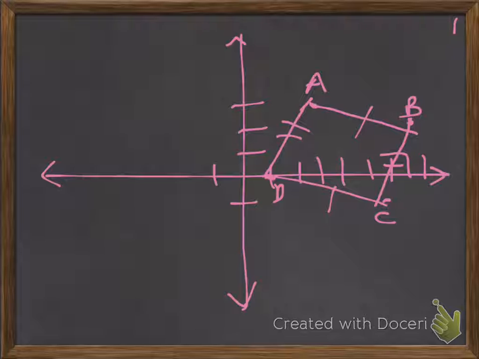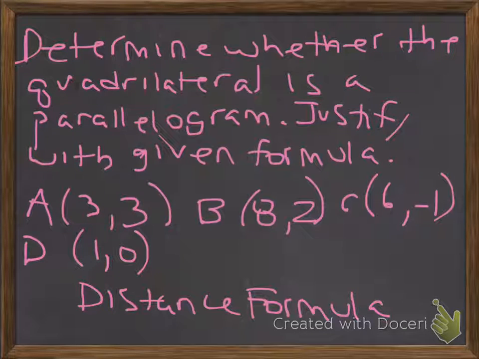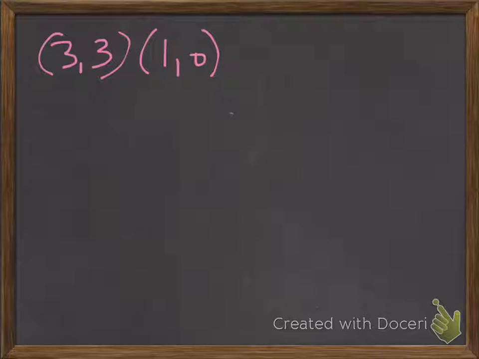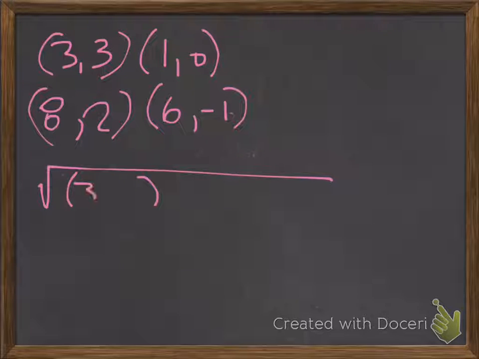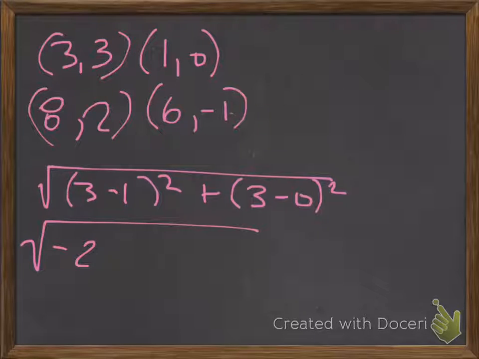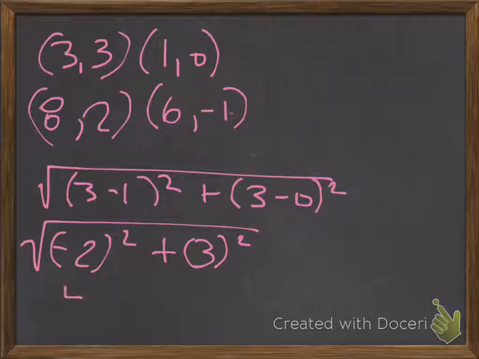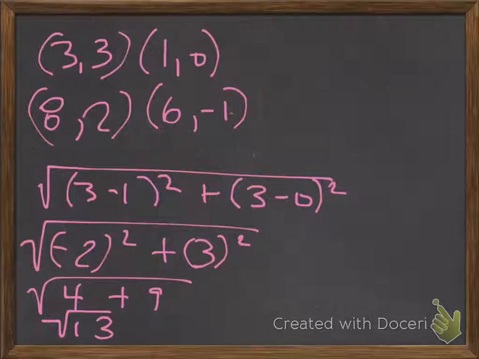And BC is 8, 2, 6, negative 1. So using the distance formula, 3 minus 1 squared plus 3 minus 0 squared. We get negative 2 squared plus 3 squared, or 4 plus 9, so the square root of 13.